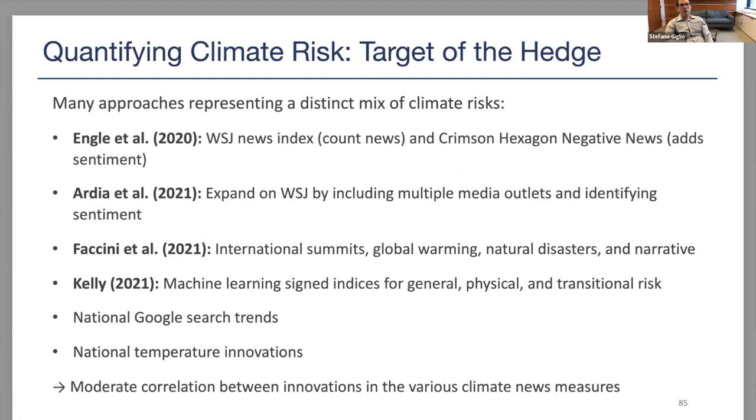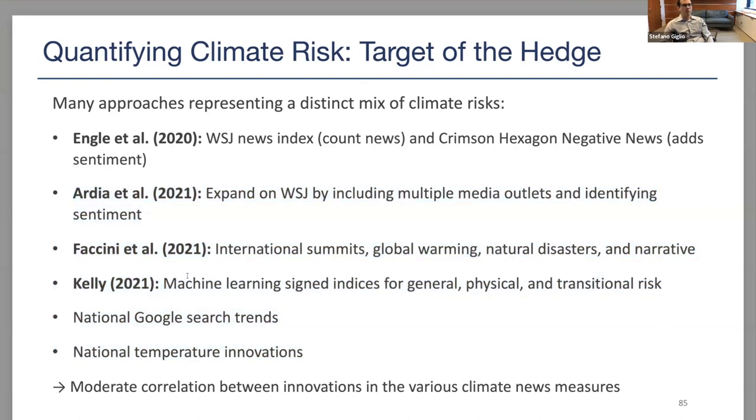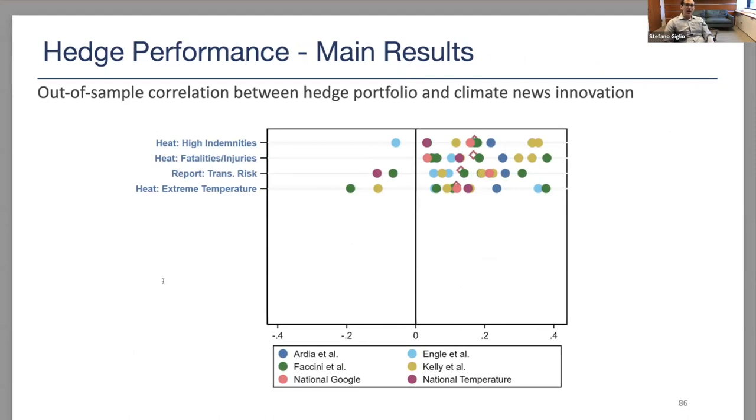And I'm gonna show you how this hedging measure hedges different targets, not just our old Wall Street Journal measure, but a bunch of other ones. Some of these, like the one Brian was, I'm not sure if he's still working on this, but at least he was working on a paper trying to use machine learning to split between transition risk and physical risk. So he has two measures. Some other measure of climate news, okay, I'm gonna just look at all the targets. I'm gonna ask, how well does my hedging portfolio hedge all the targets? And here's the answer, okay?